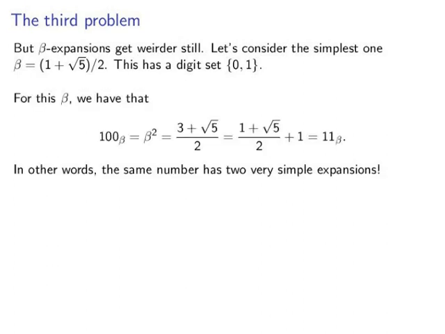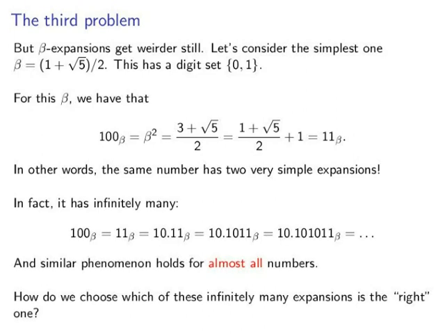Now, for this particular choice of beta, we can write 100, and that's beta squared, which if we calculate it out is (3 plus square root 5) over 2. But that's just (1 plus square root 5) over 2, plus 1. In other words, it's 11 in base beta. The same number has two very different simple expansions. But it gets worse. It in fact has infinitely many.